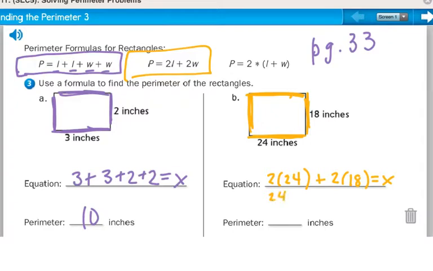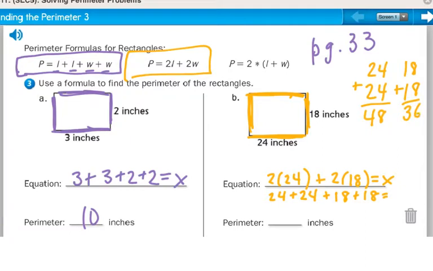24 times 2 is the same thing as saying 24 plus 24. And 2 of 18 lengths is the same thing as 18 plus 18. If you add those all together, you can add them together on the side. 24 and 24 is 48. And 18 plus 18 is 36. Our final step is to add those two numbers together. 8 plus 6 is 14. 1 plus 4 is 5, plus 3 is 8.